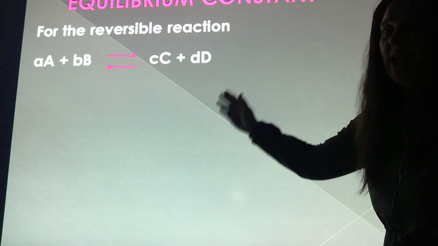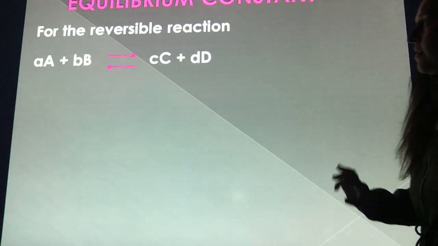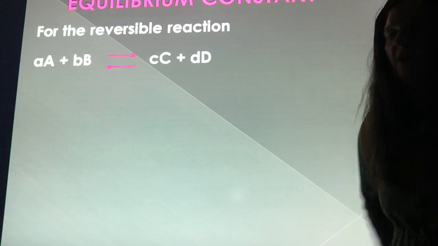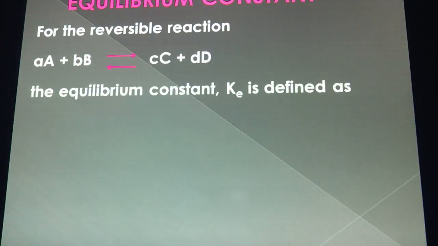So here, capital A and B would be our reactants. Capital C and D would be our products. The lowercase letters are the mole coefficients in front of them. So, very simply, the equilibrium constant.